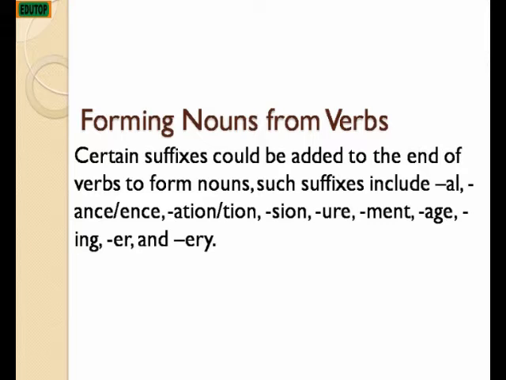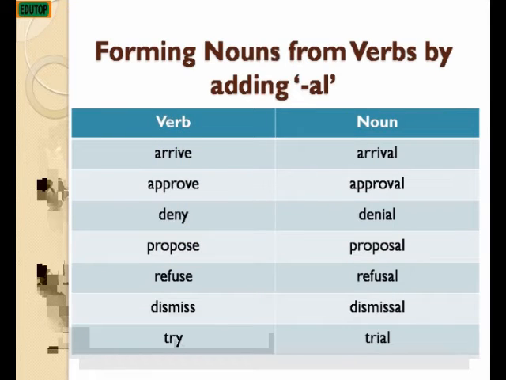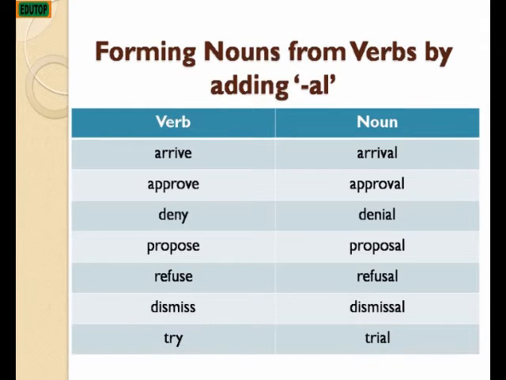Now, the first one we'll be considering is forming nouns from verbs by adding al. So we have drawn a table. The table has two columns. The first one consists of verbs, while the other one has a list of nouns. The first one we have is arrive. Arrive functioning as a verb. When we want to change it to a noun, we add al to become arrival. So arrive, arrival. Let's go on reading.